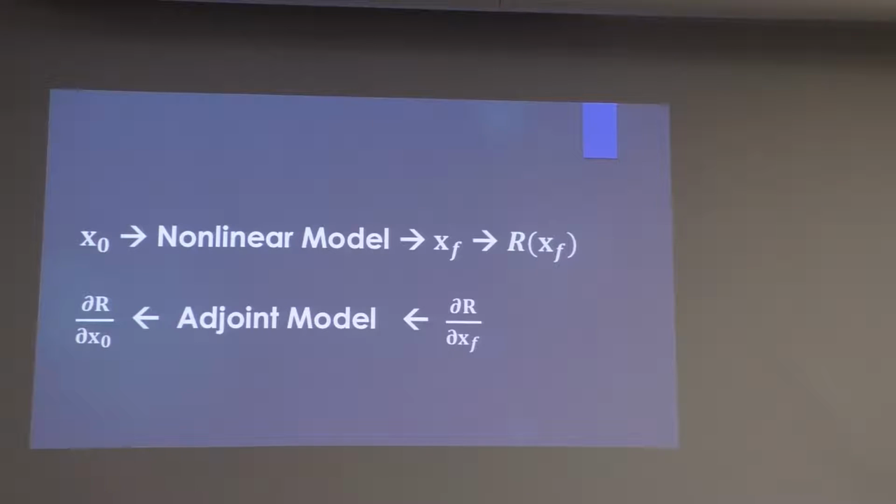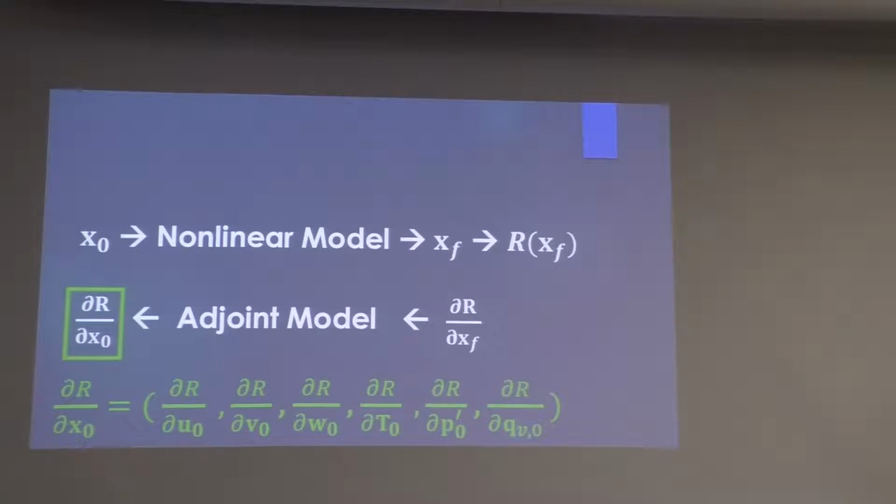From your adjoint, you get the sensitivity gradients, which indicate how sensitive a certain feature is at the final time with respect to your initial conditions. So in this case, how sensitive is the storm's final intensity to the model initial conditions, such as the zonal or meridional wind or temperature, any model state vector?